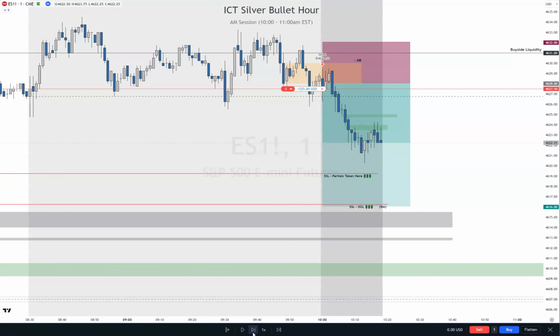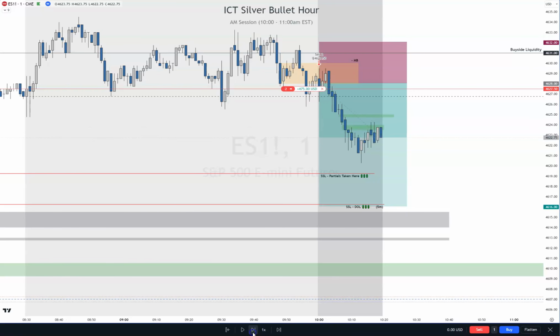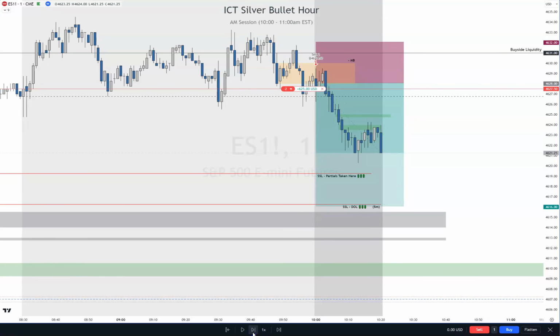Okay, I don't care about wicks. Wicks don't scare me. That's consequent encroachment of that. Okay, we're still fine. Notice how the bodies, I'm going to extend this. Notice how the bodies are in consequent encroachment. The wick, you know, taps the top. These ones go through it, but the closing below. So it's still being respected, that fair value gap. So I'm fine with that right now. I'm just watching how price reacts.